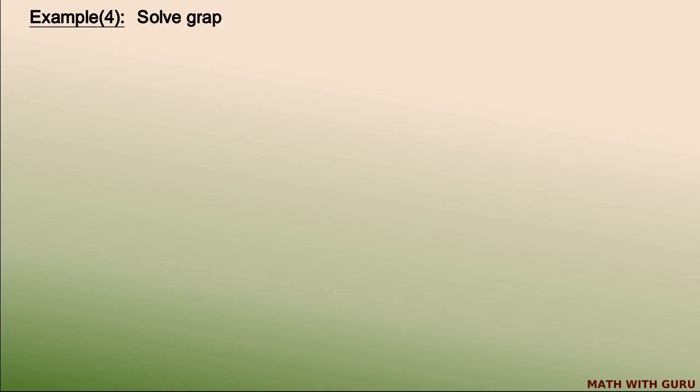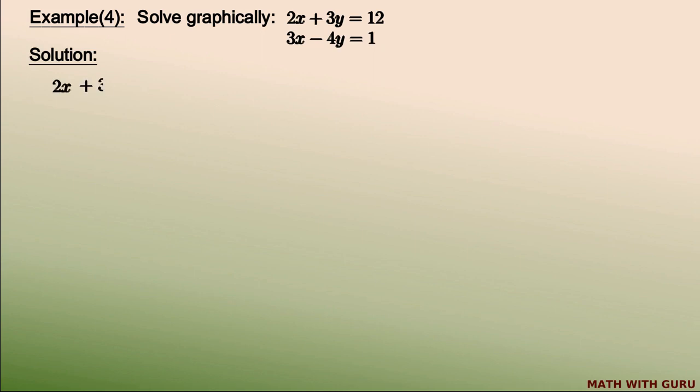Last example. Solve graphically. 2x plus 3y equals 12, 3x minus 4y equals 1. Consider the first equation. Bring 2x to the right hand side. It becomes negative. Now, 3y means 3 into y equals 12 minus 2x. We need only y on the left hand side. Therefore, bring 3 to the right hand side. Y equals (12 minus 2x) divided by 3.